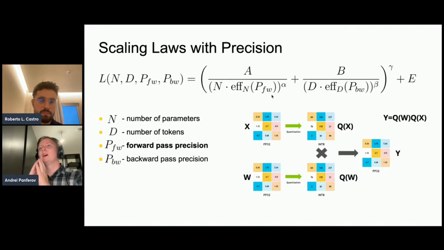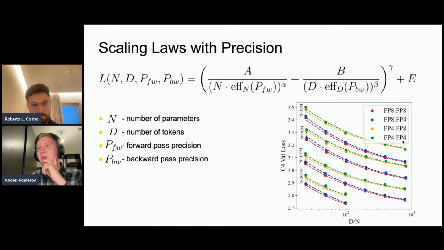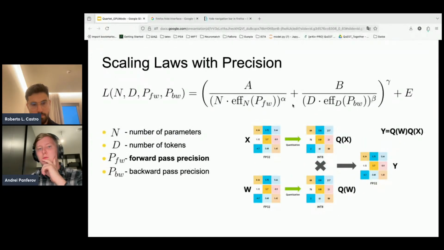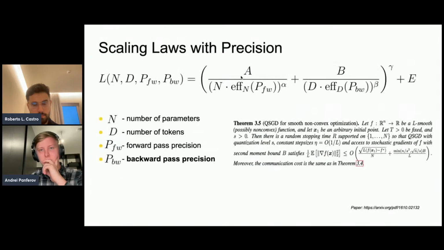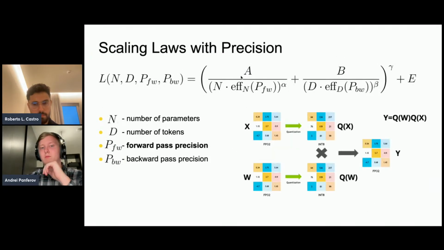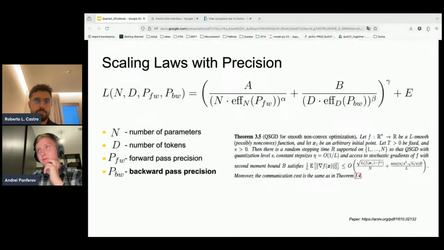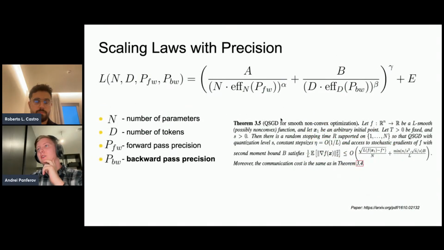It falls in line with a lot of previous work that modeled the impact of quantization on training in a similar way, as a multiplicative factor. It also checks out with the observed losses. So this is an already existing way to modify the scaling law to include the forward pass quantization. The other part of the scaling law that actually encodes the information about the backward pass is the effective multiplier on the number of tokens.